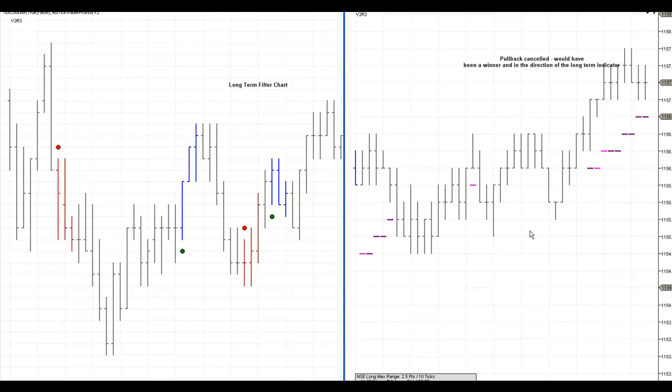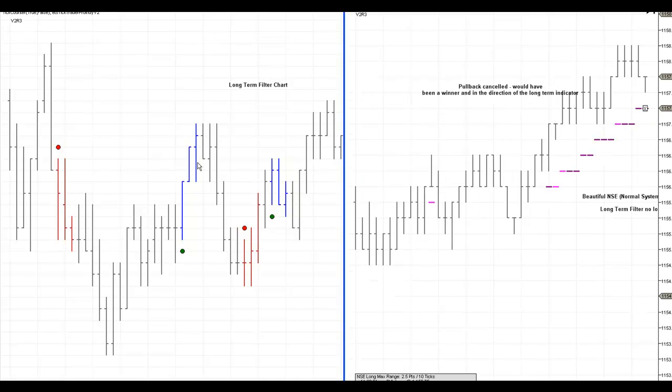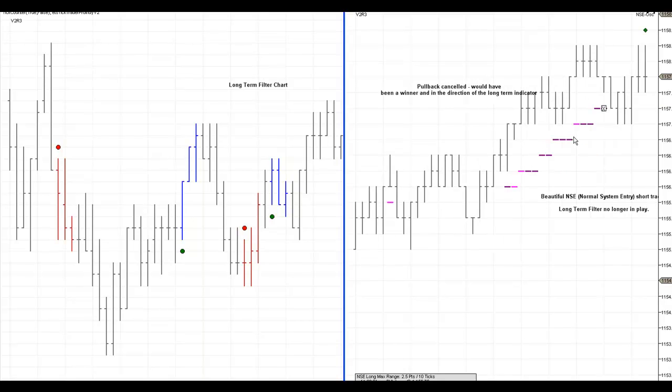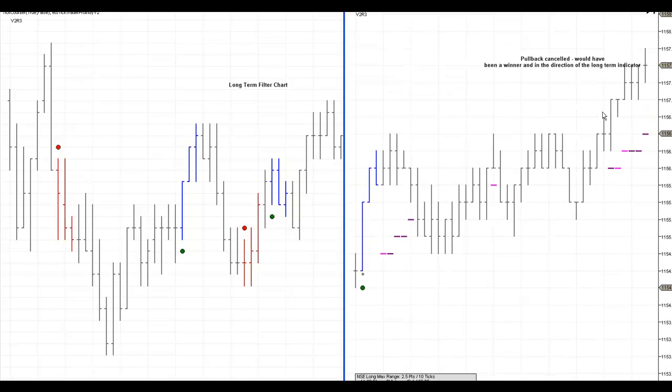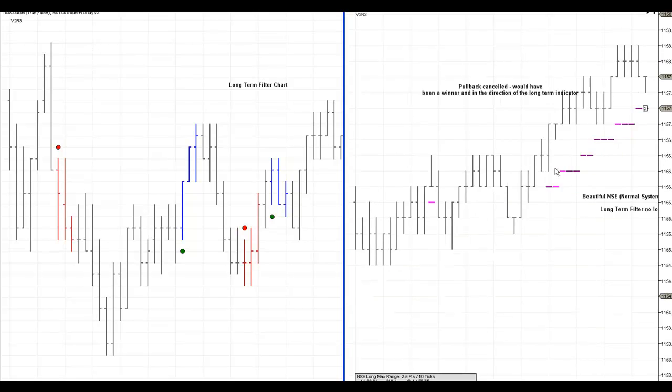Okay, so a pullback trade would have been in order because the long-term filter was in its 3 bars. However, it canceled. It would have been a good trade, but we have a rule that cancels the pullback. Now, a pullback trade is always in the same direction as the most recent normal system entry. So this was pre-market, and you can see as the market goes up, we get some pullback entries, illustrated by Pro Indicator version 2, our software.